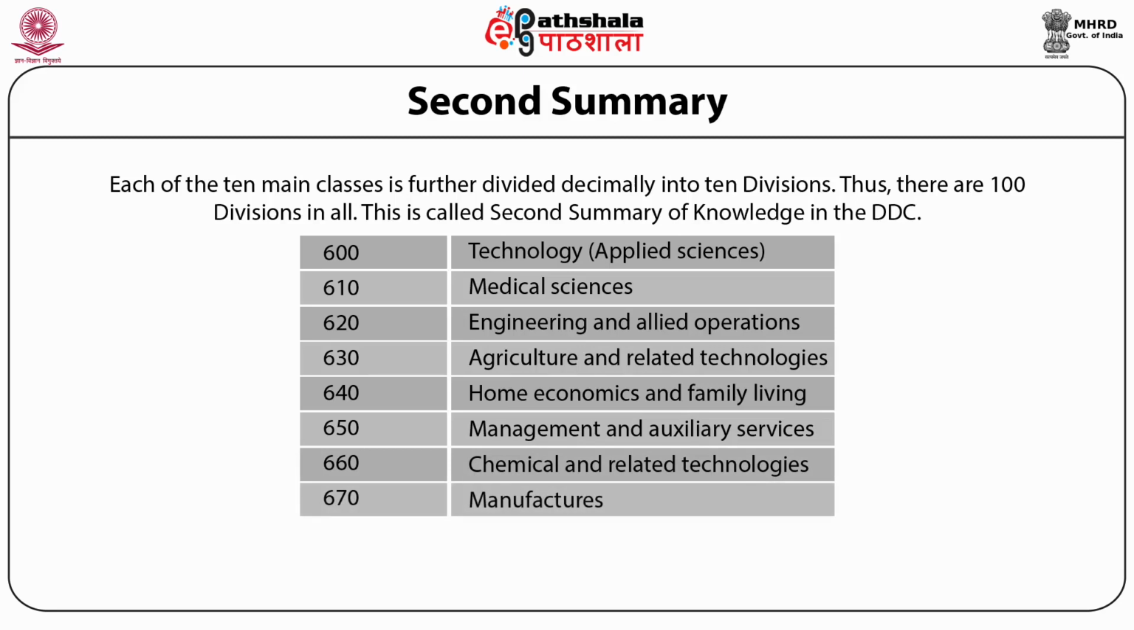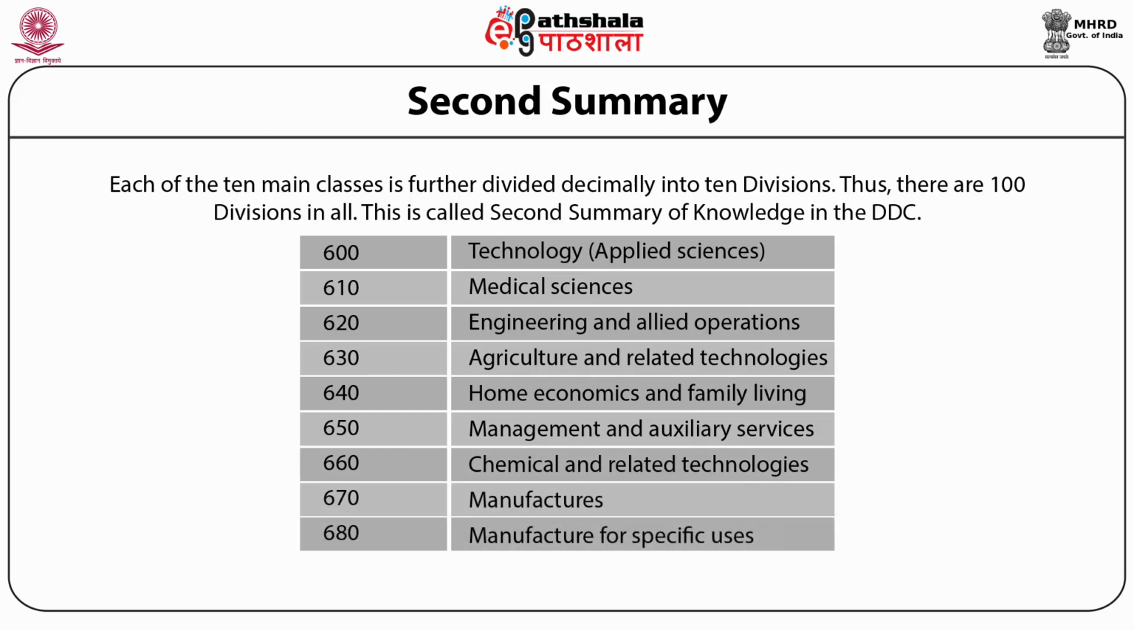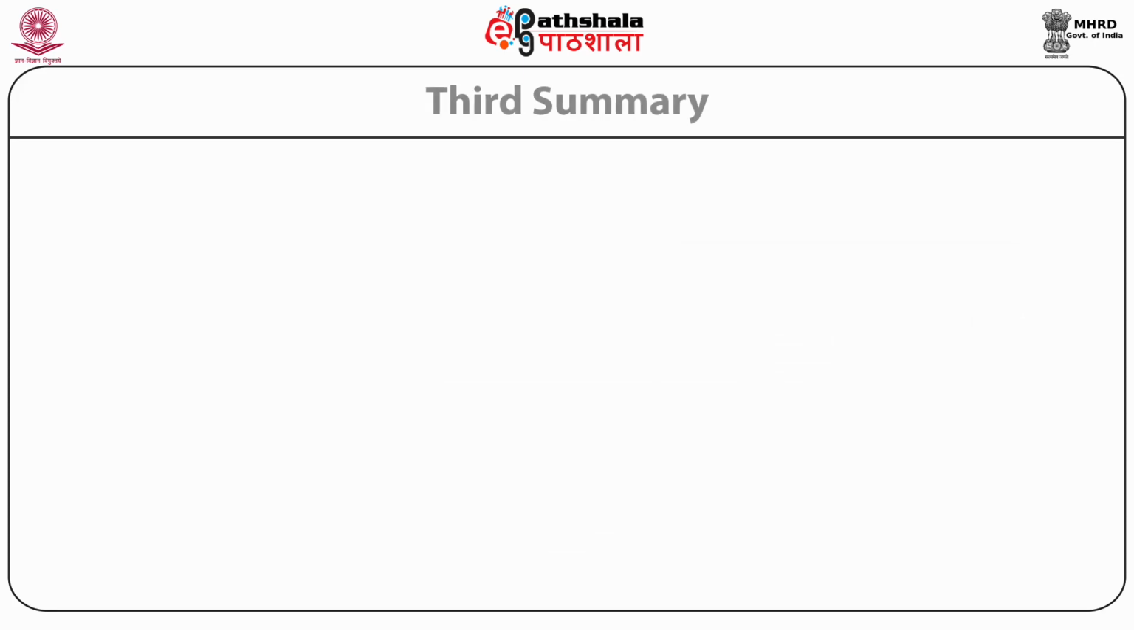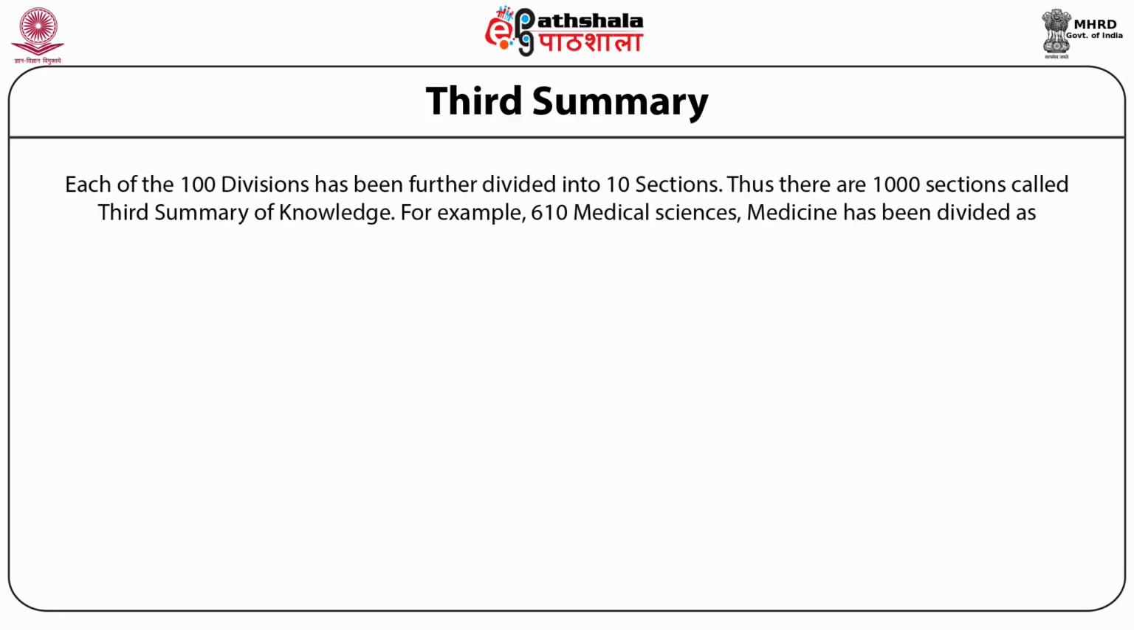670 manufactures and manufacturing. 680 manufacture for specific uses, specific things. And 690 is building. Then divisions can be further divided decimally into what is known as sections. So each of the 100 divisions has 10 sections each. Thus there are 1000 sections, that is 100 into 10, and that is known as the third summary of knowledge in the DDC.